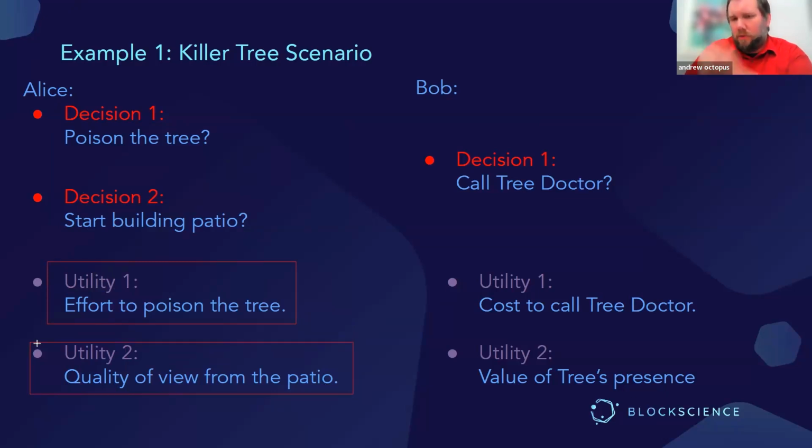Bob has two utilities as well that will ultimately influence how happy he is at the end of this scenario. He first has the cost to call the tree doctor, which we could express in a currency. And then he has the second utility, which is the value of the tree's presence to him, how much he cares about it in essence.